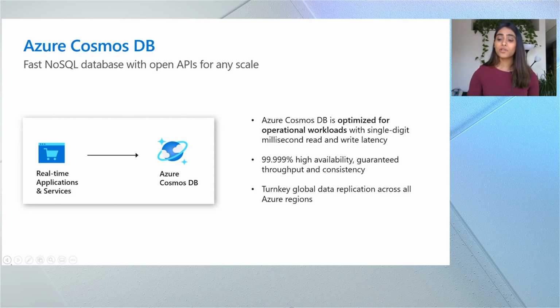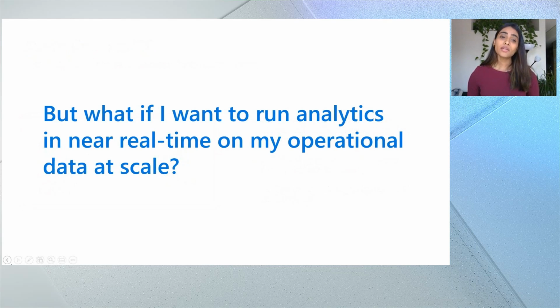But this is just the first part of the story. In today's data-driven world, all businesses have the need to run near real-time analytics on top of their operational data in Cosmos DB. This will then allow them to unlock powerful insights, optimize their downstream business processes, and unlock new opportunities. So the question is, how do I run near real-time operational analytics at scale? There are 2 ways to do this.